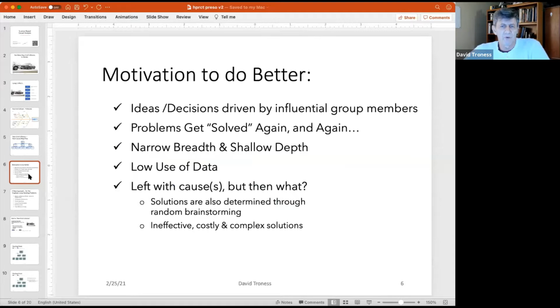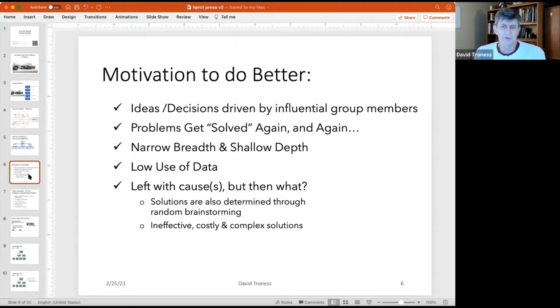So, motivation to do better. You've all probably experienced it. You've seen ideas or decisions driven mainly by influential group members. I've seen problems that get solved and then solved again and again because they really were not adequately solved. There's a relatively narrow breadth and shallow depth of the analysis or the investigation. Very little data is plugged in. And then the last part: okay, we're left with several causes, but now what do we do? Where do we go from there?